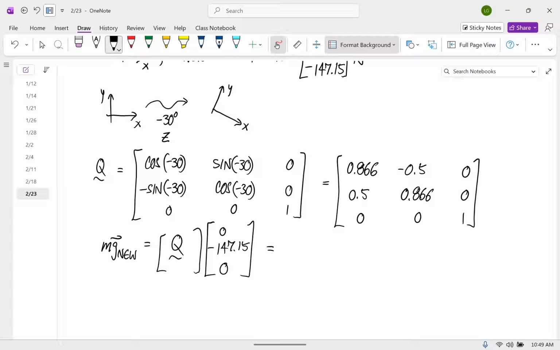And something went wrong. 1, 2, 3. 1, 2. Okay. 3. All right. And so you get 73.575, negative 127.432, 0.